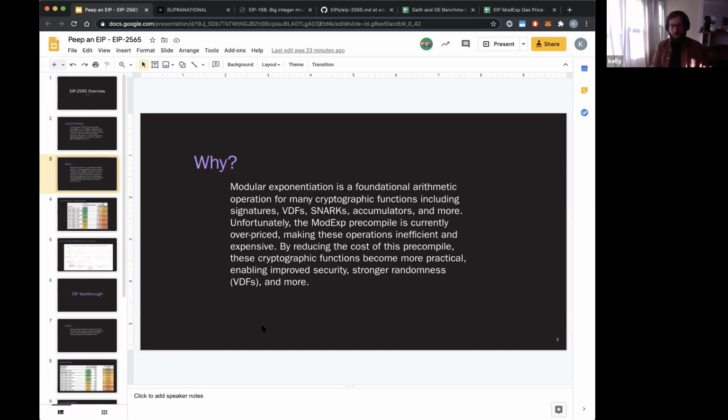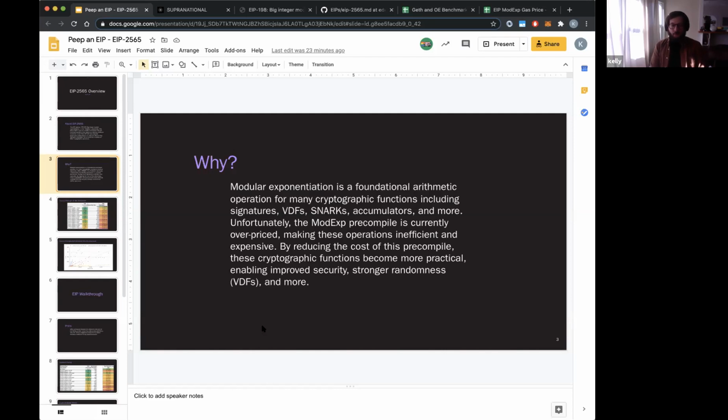It can cost upwards of 2, 3, 4 million gas, depending on exactly what sort of proof you want to verify. And so this makes it basically expensive, especially with recent gas prices. This could be $30 or $40 to do one of these functions in the EVM.